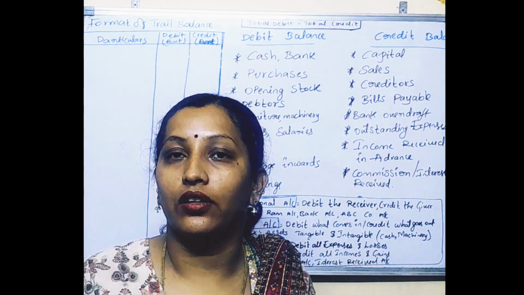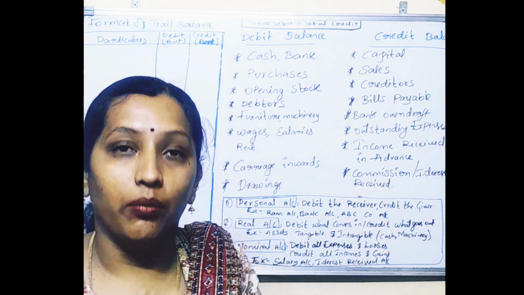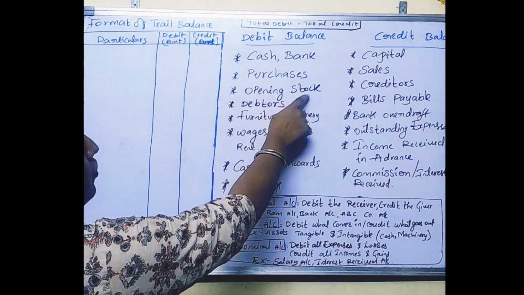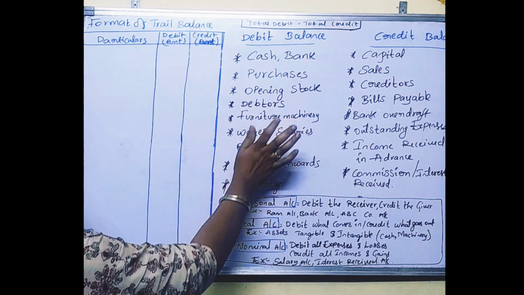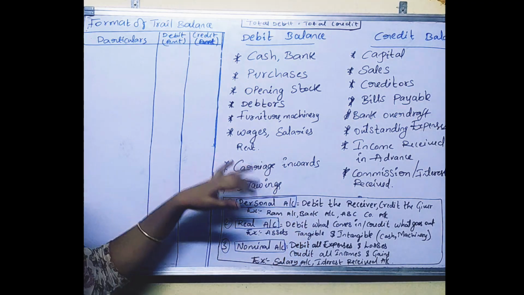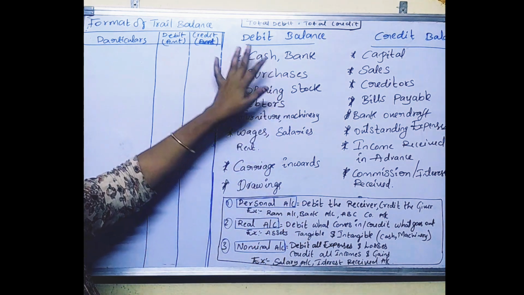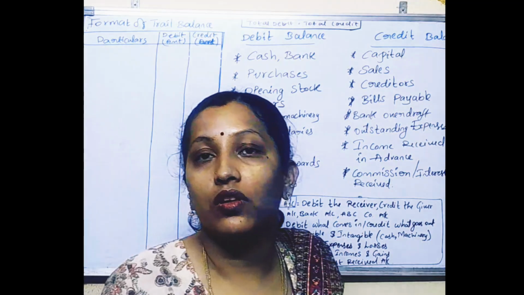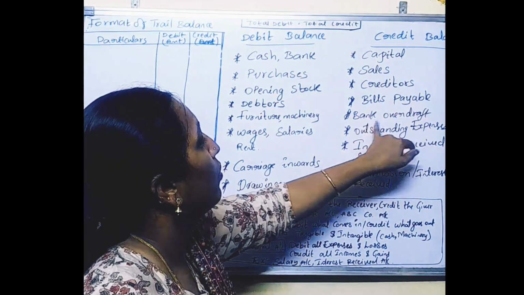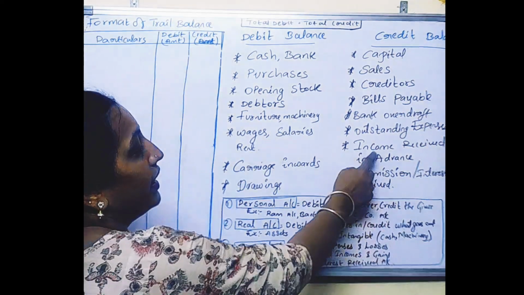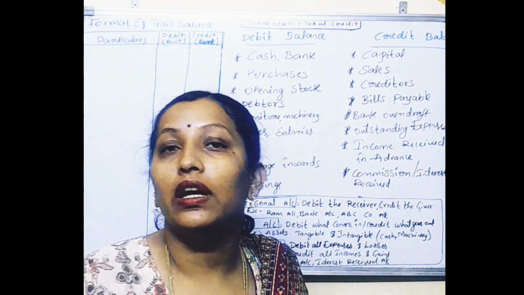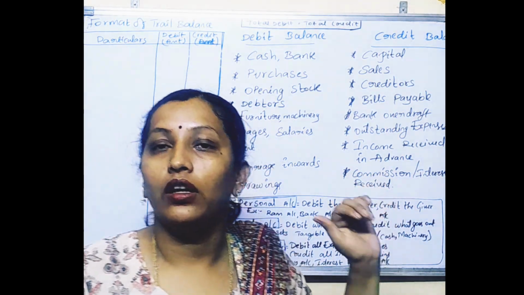Now, what entries come in debit? I will explain. Cash account and bank account, purchases account, opening stock account, debtors, furniture, machinery, wages, salaries, rent, carriage inwards, drawings, and carriage outwards also come in debit balance. And coming to the credit balance: capital, sales, creditors, bills payable, bank overdraft, outstanding expenses, income received in advance, commission, interest received. All these entries we note in the credit balance.